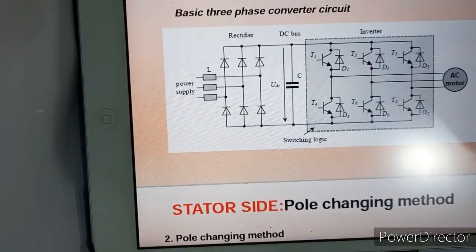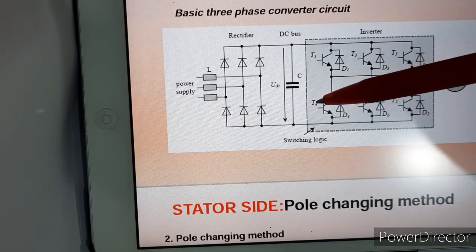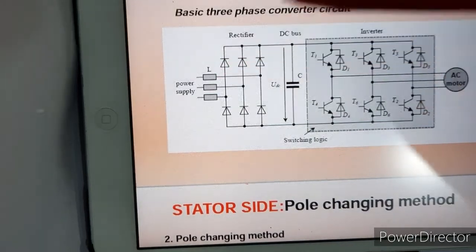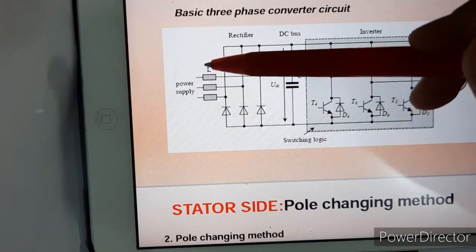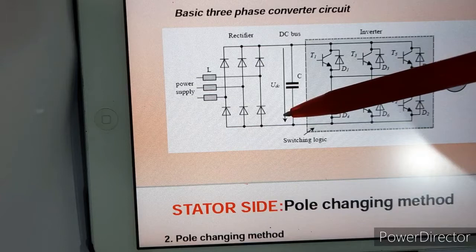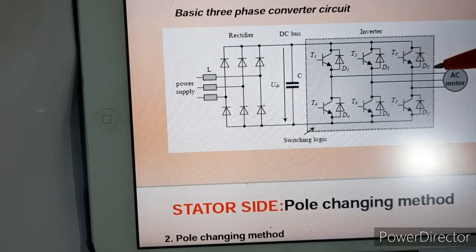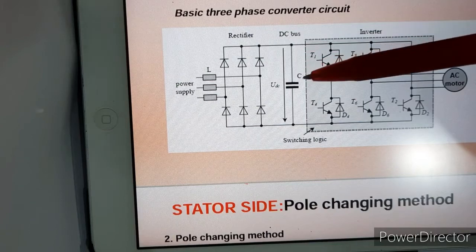Okay, so this is another circuit topology. We have a supply rectifier that converts from AC to DC, and then we have the inverter that converts back from the DC supply to an AC supply, because our motor is AC, so that's why we have to convert from DC to AC.